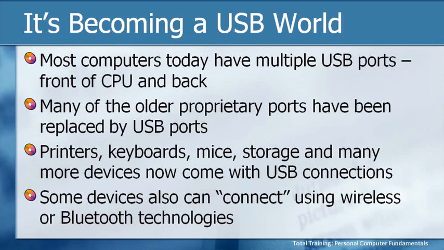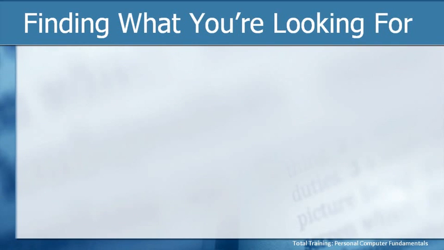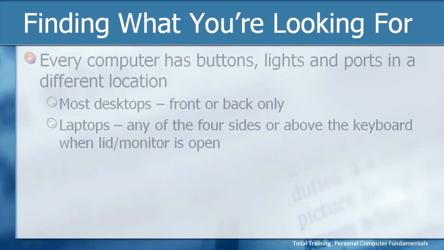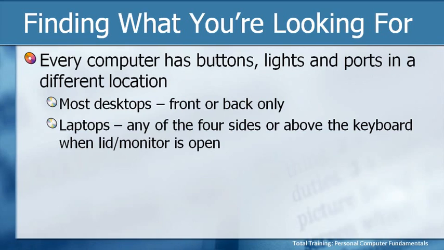If it's going to be wireless, there needs to be some mechanism for that connection to happen. So how do you find what you're looking for? Well, every computer is going to have buttons, lights, and ports, and they're all going to be in a different location. Most desktops have front and back ports only, so you can limit it to at least 2 of the 4 or 6 sides, if you will.